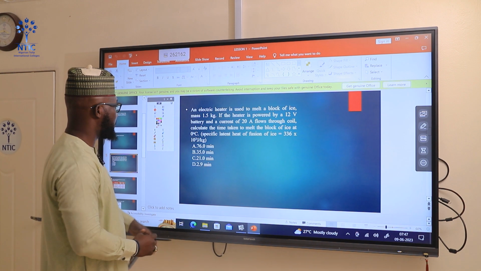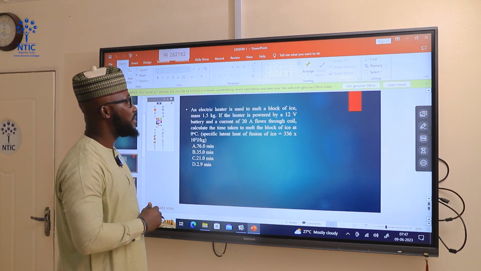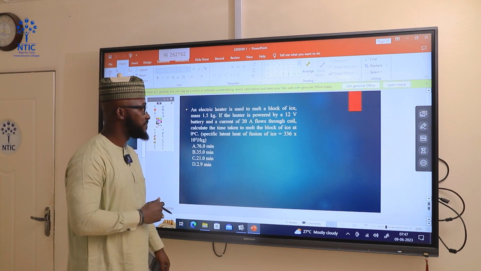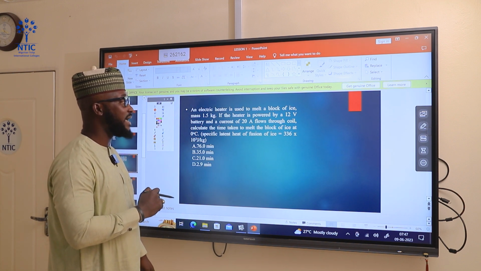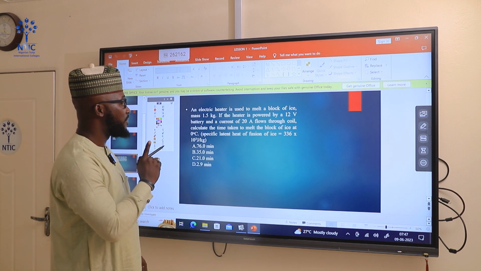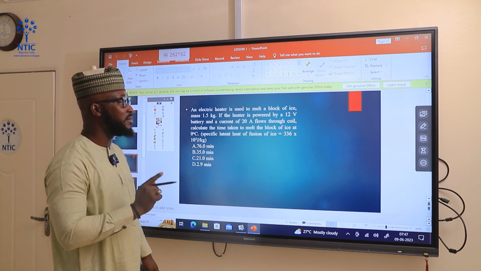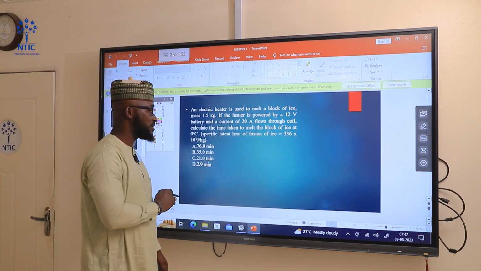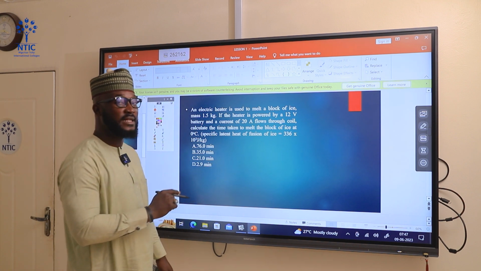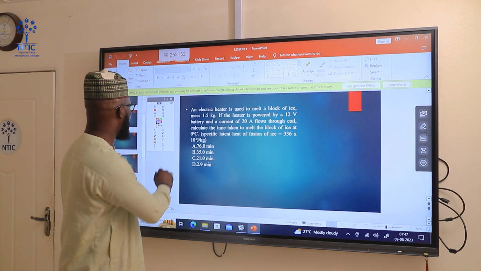Let's move to the next question. An electric heater is used to melt a block of ice of mass 1.5 kg. If the heater is powered by a 12-volt battery and a current of 20 amps flows through the coil, calculate the time taken to melt the block of ice at 0 degrees Celsius. Take the latent heat of fusion of ice to be equal to 336 times 10 to the power of 3 joules per kilogram.